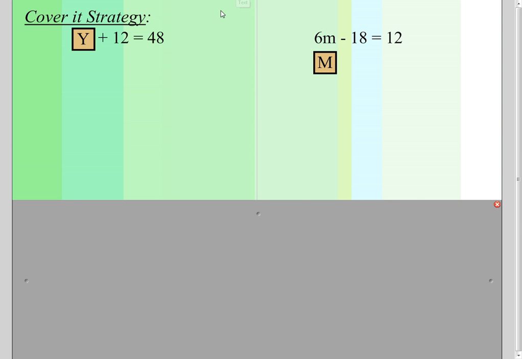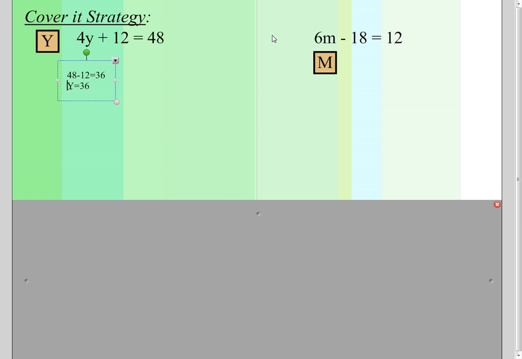Now to solve this, I would start with my 48 and subtract the 12 to figure out what needs to go in that place for y. 48 minus 12 is 36, so now I'm under the impression that y equals 36. But I call it the cover-up strategy because it's not really y, it's actually 4y.